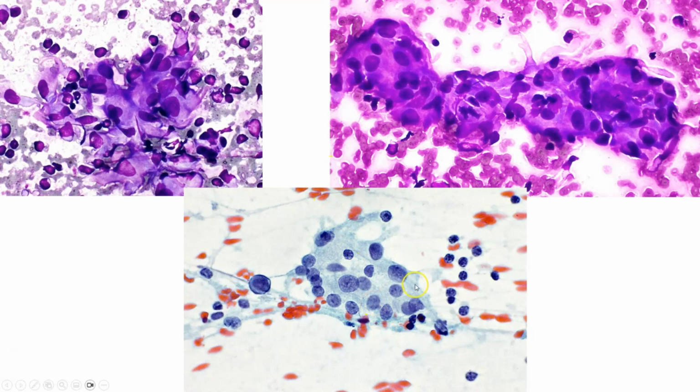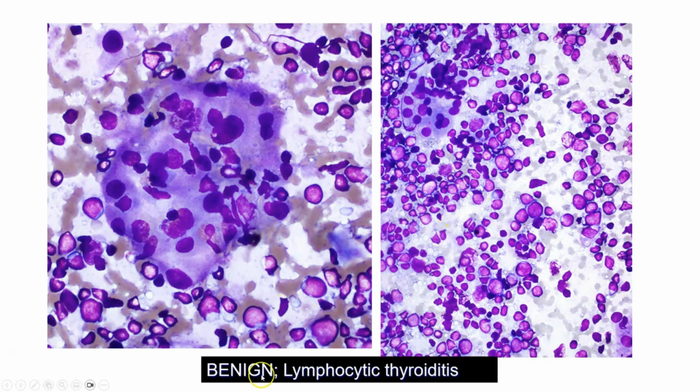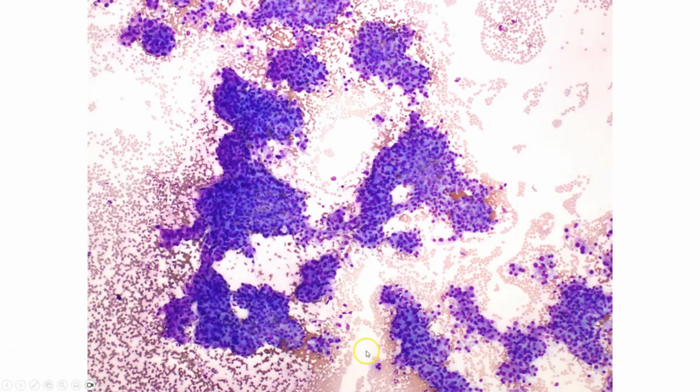Here is the alcohol fixed preparation showing similar variation in nuclear size and lymphocytes in the background. And here is yet another example. Again, you can see that there is a range in nuclear sizes. We can even see lymphoglandular bodies in the background accompanying the lymphoid population. And again, here lots of lymphocytes in the background. So this would fall into the benign category, lymphocytic thyroiditis.